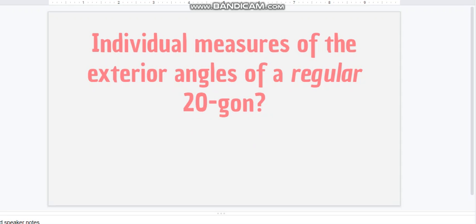The individual measures of the exterior angles of a regular 20-sided polygon is going to be 360 divided by 20, which means each angle will be 18 degrees. Remember, these are the exterior angles, not the interior angles. Okay.